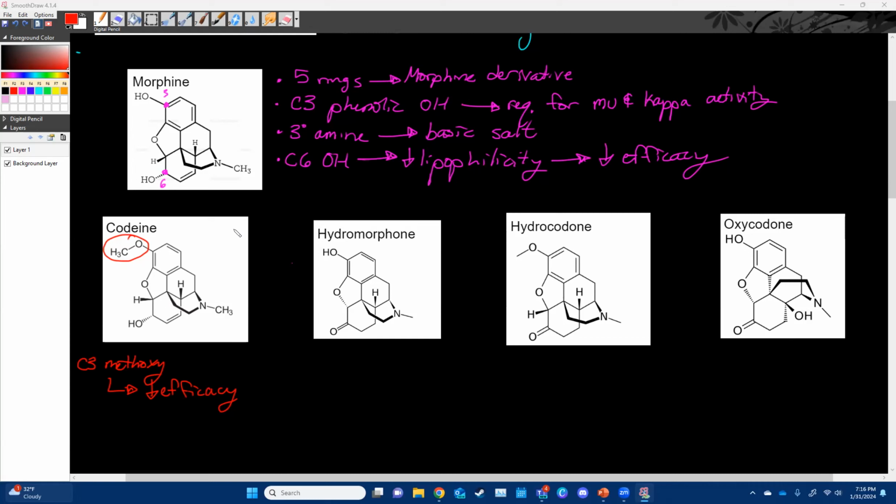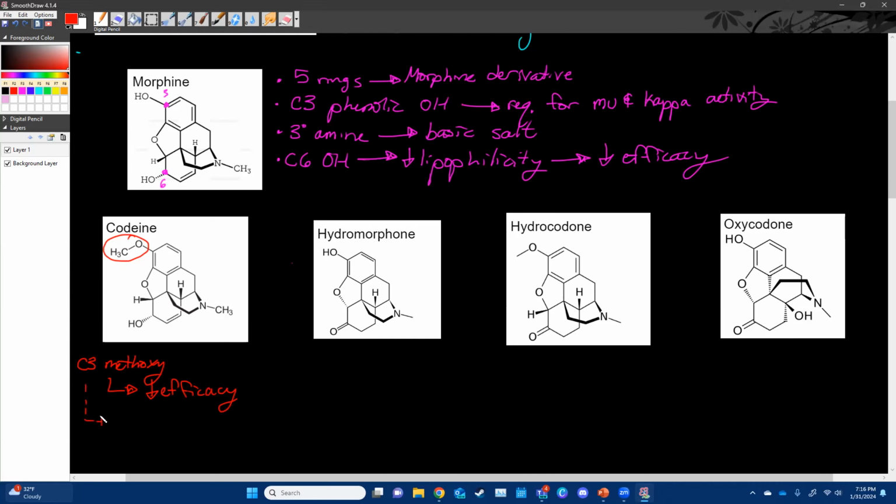One of the big aspects here is that this would have to go through O demethylation, right? So this means that codeine is dependent on metabolism in order for it to work. The problem is only 10% of codeine actually goes through O demethylation. So that means 90% of codeine is being deactivated, whereas only 10% of codeine is actually useful.